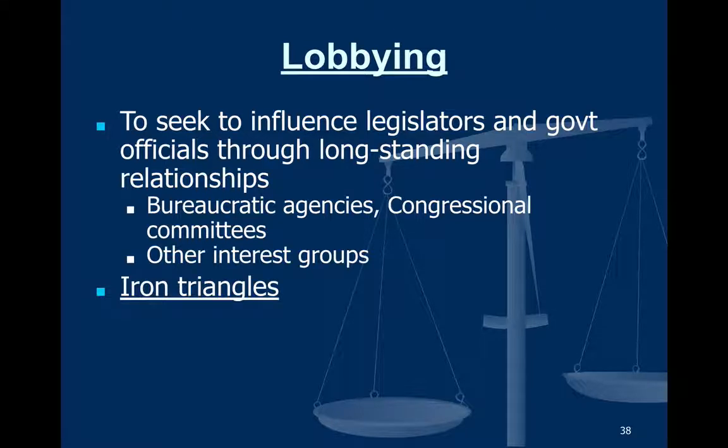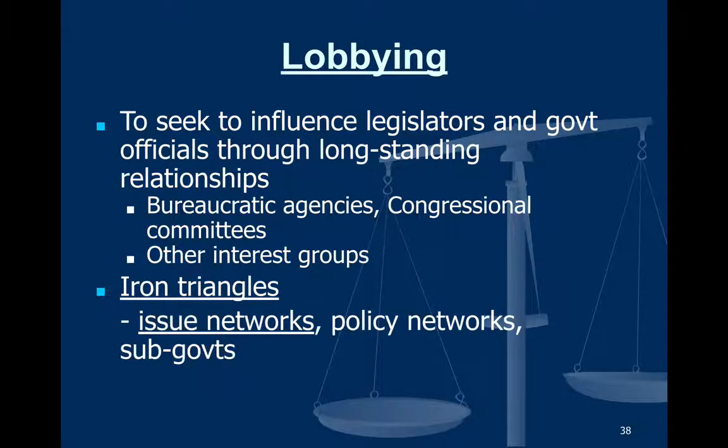Lobbyists often do their best work through what is referred to as an iron triangle. Iron triangles also can be referred to as an issue network or a policy network because it is a very strong relationship between three people. A lobbyist who works for an interest group, a member of Congress who's typically on the congressional committee where the bill will pass through, and three, a member of the bureaucracy who will be in charge of making sure that that law goes into effect properly.